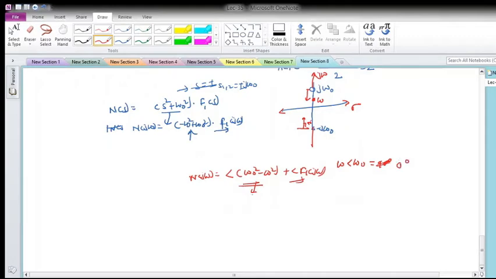When omega is greater than omega naught, what is happening with the angle? Omega comes here, which is greater than omega 0. So what is the angle? It is 90 degrees, and by this zero also 90 degrees. So the total angle contribution is 180 degrees. The angle of N is 180 degrees when omega is greater than omega 0.